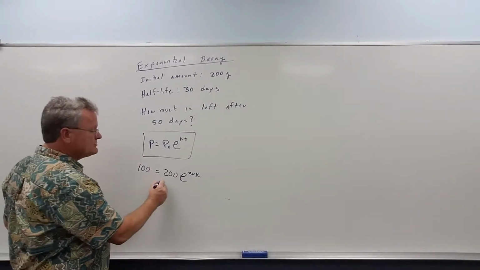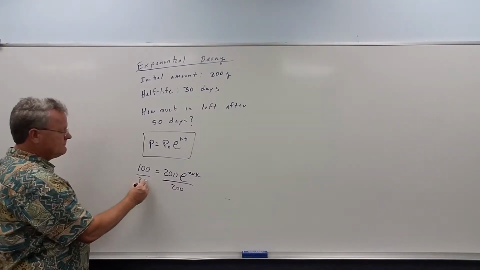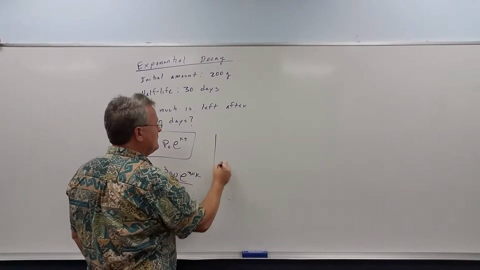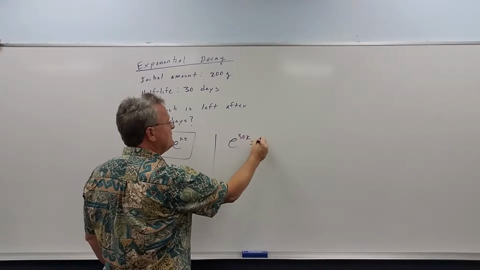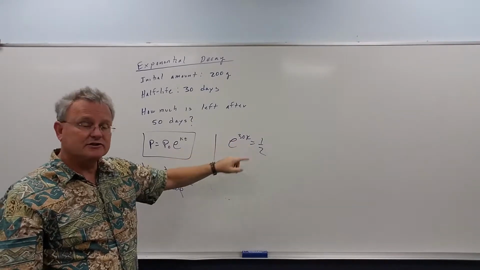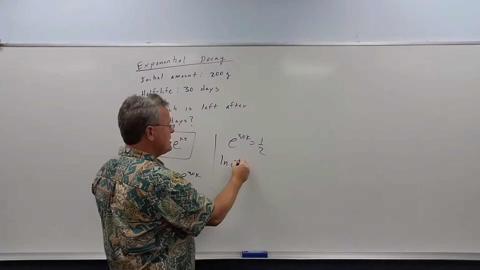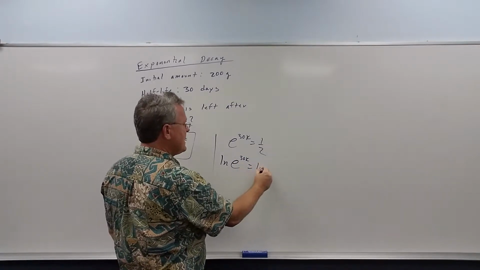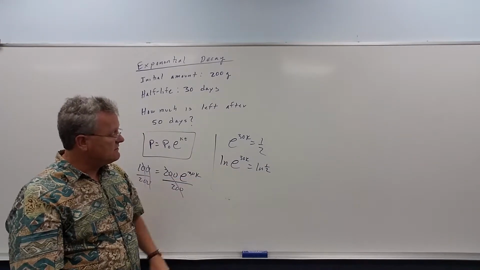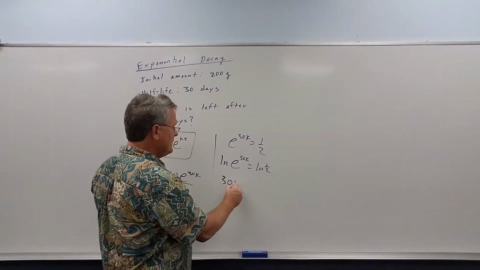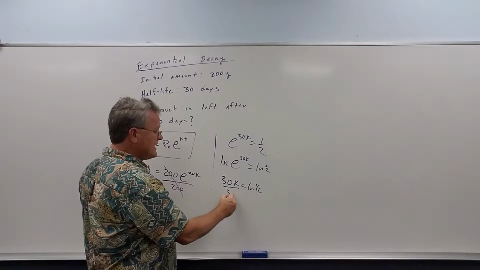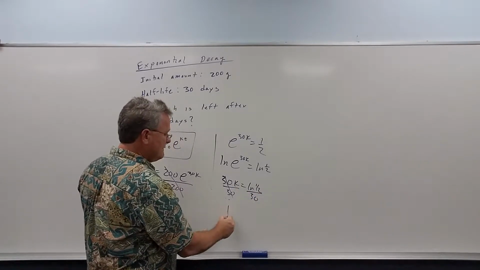So we first divide both sides by 200. These cancel, and we get e to the 30k equals a half. This is an exponential equation with e, so we take the natural log of both sides. The natural log of e to the 30k equals the natural log of a half. But by the properties of exponents, the natural log of e to the 30k is 30k. So we get 30k equals the natural log of a half. And then we divide both sides by 30. And there's our value of k.